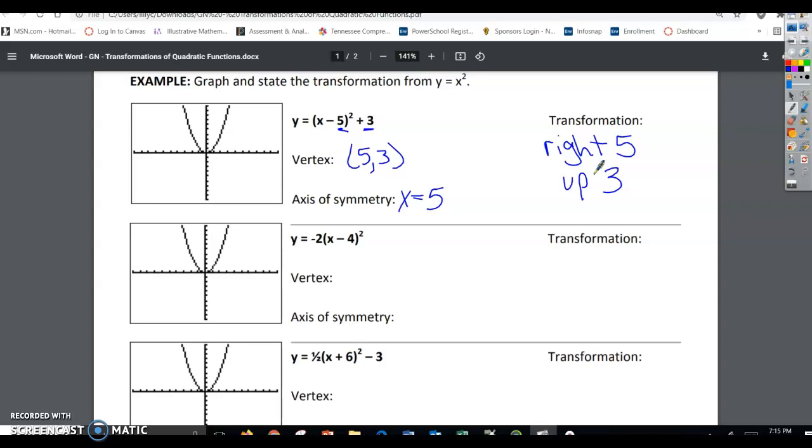Alright, so the next one is going to have a vertex of 4, 0. There's no k this time, so it's just going to be 0. And your axis of symmetry is whatever the x is. Alright, so this time it's going to be a reflection because it's negative. So it's going to reflect across the x. Alright, it's going to be a stretch of 2. And it's going to have a movement to the right, 4.